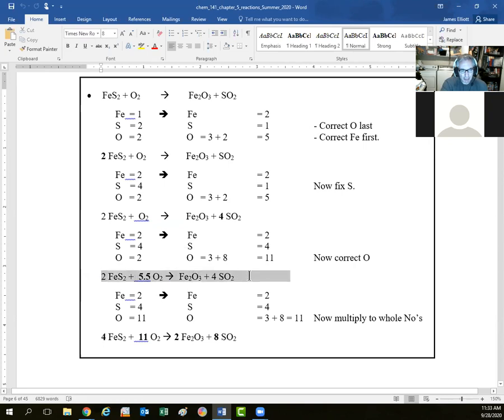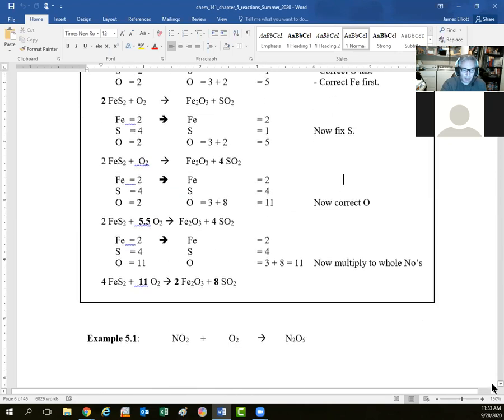The equation is balanced. So if you're going to double one of the ingredients, you've got to double everything to keep it balanced. So instead of 2 units, we've got 4. Instead of 5.5, we've got 11. Instead of producing 1 molecule of iron oxide, we're producing 2 units. Instead of producing 4 units of sulfur dioxide, we are producing 8 units of sulfur dioxide. Everything is doubled up to keep the equation balanced at this point.